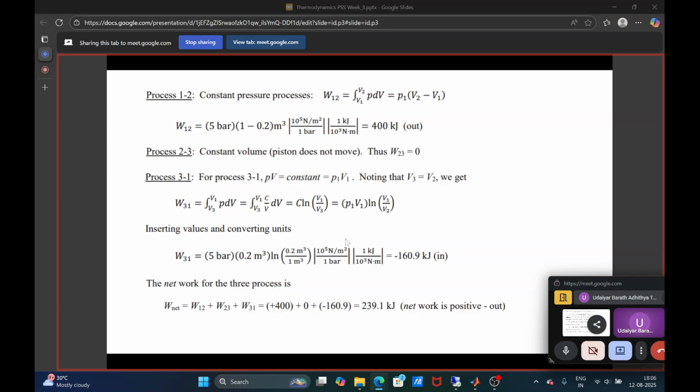So you know both the initial and final conditions. In that case, you substitute and get work done as minus 160.9 kilojoules. So this says that you have to do work, so work is negative here. The net work is the summation of all three, which comes out to be 239.1 kilojoules. So this is the net work generated by the cycle.